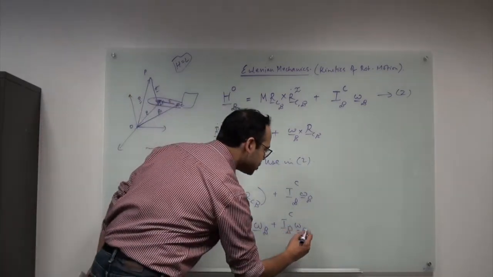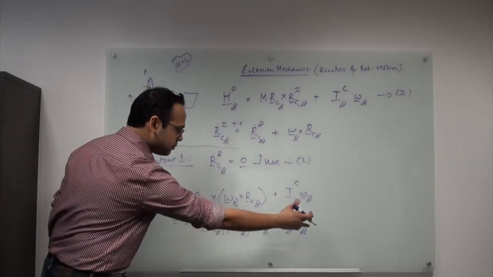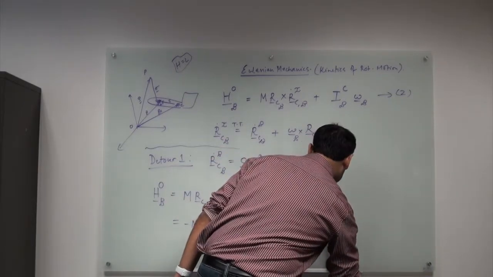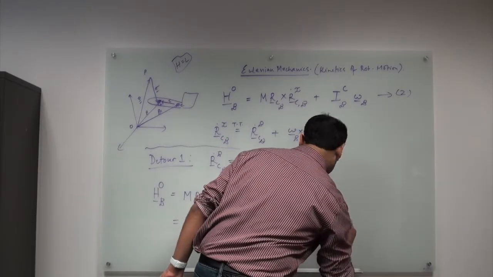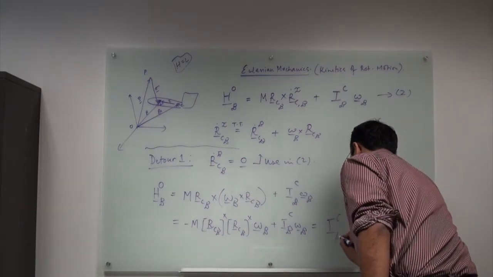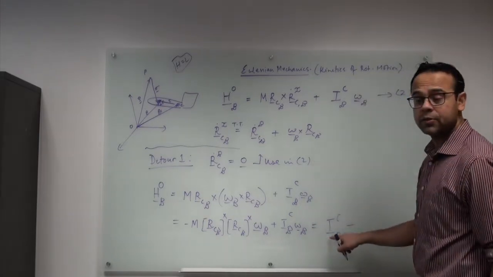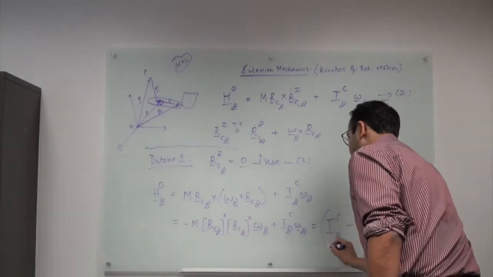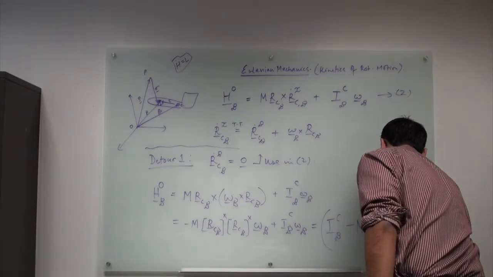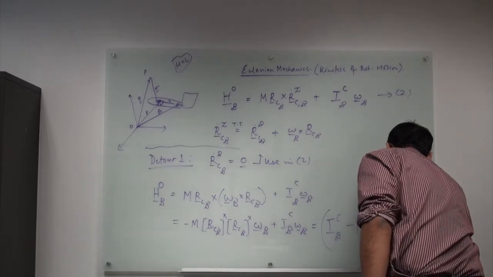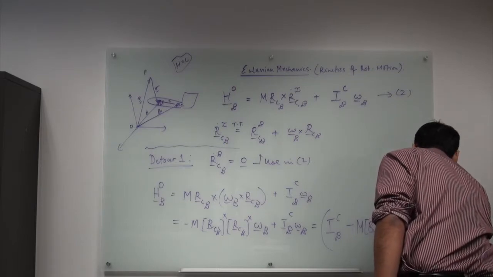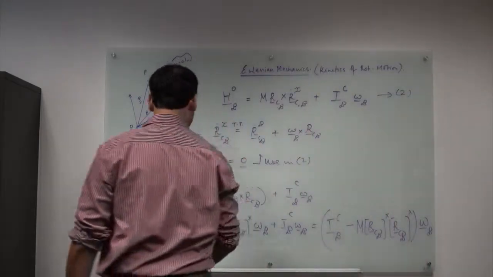And now note that this is a common term, the omega b. So we can pull that out, and what we get is that the angular momentum measured about O is that which we have now in terms of a matrix of integrals minus this term, skew symmetric, skew symmetric. Okay, this is what we have.